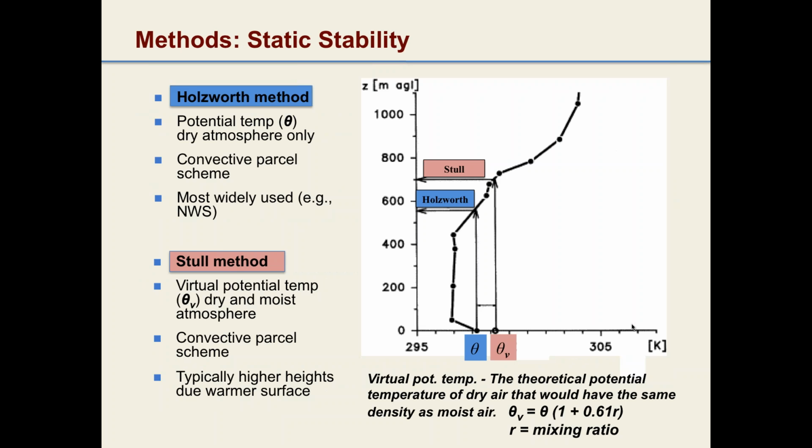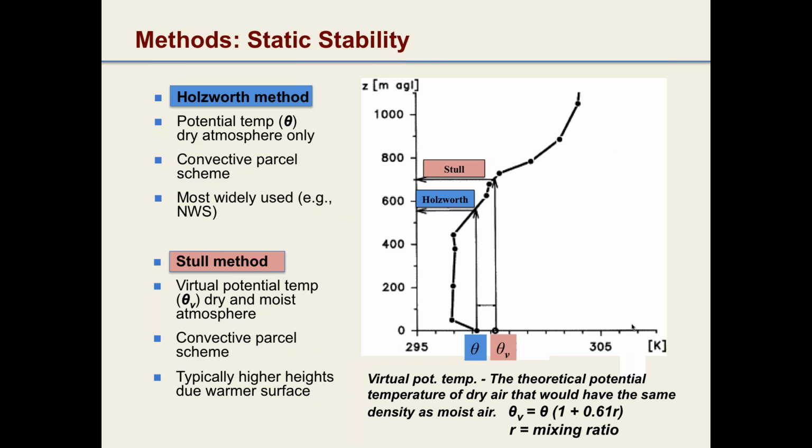So here's kind of the first two. These are the static stability or convective boundary layer looks that just rely on temperature with Holsworth, and then also temperature and mixing ratio with the Stoll method. They're really very similar. They're almost the same method. The Stoll method gives you a little more look at the stability, because it looks at the entire profile versus just looking at the surface parcel and what that's doing. But the Stoll method also separates itself because it includes the mixing ratio in its calculation.